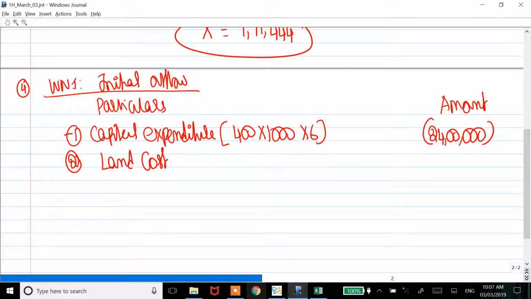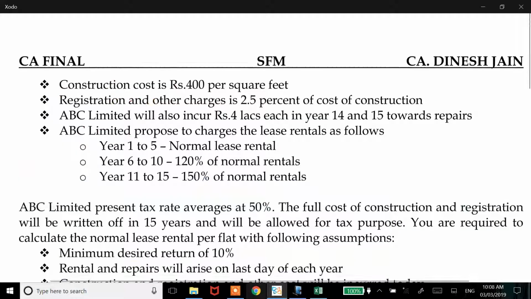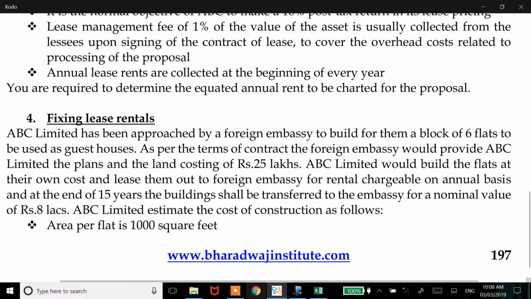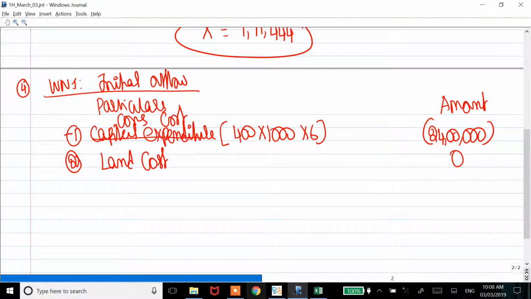In fact, you can change the word capital expenditure to construction cost, because there are multiple items. I'll change it as construction cost itself. Construction cost is 24 lakhs. What about land? Land is what they mentioned. It is costing 25 lakhs. And as per the terms, Embassy would provide ABC Limited the plans and the land costing 25 lakhs. So land is neither my income nor my expense, so it is 0.